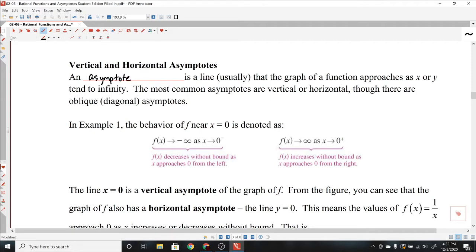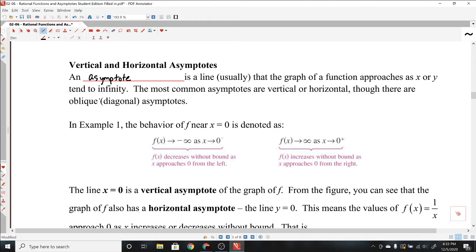So an asymptote is a line, usually, doesn't have to be, but for our intents and purposes it will be, that the graph of a function approaches as x or y tends to infinity. So if you imagine a hawk coming down and it swoops down and then it kind of levels out as it approaches the ground to grab a rabbit or something like that. Or as an airplane comes in to land on the runway, it comes down and it kind of approaches the runway, it levels out. Now, a plane eventually does touch the runway, but a function will not touch the asymptote. It will just approach the asymptote as x or y go to infinity.